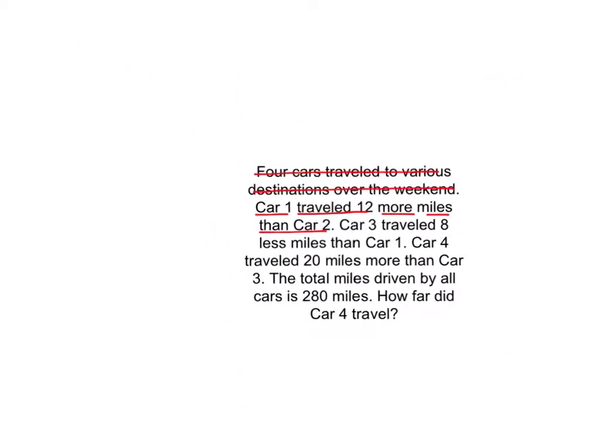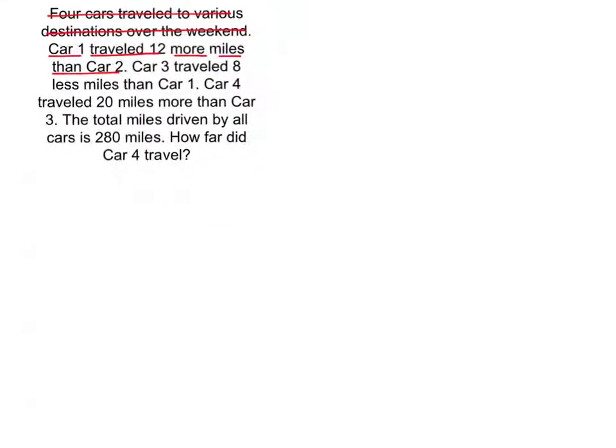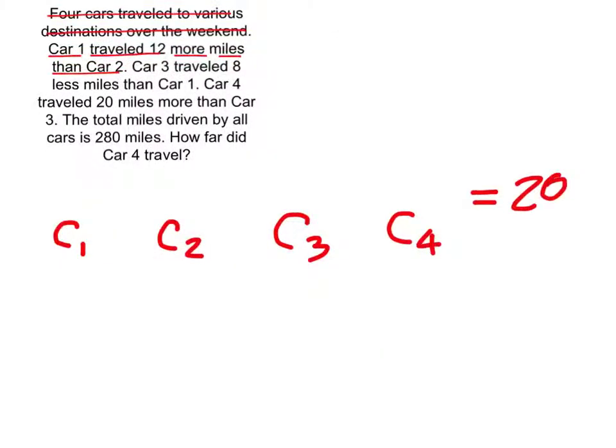So we'll lower this down and label out our problem here. We have 4 cars and 280 is the total. So car 2 is X. But car 1 traveled 12 more miles than car 2. So what do we do for car 1? X plus 12, yes. So we go to car 3.